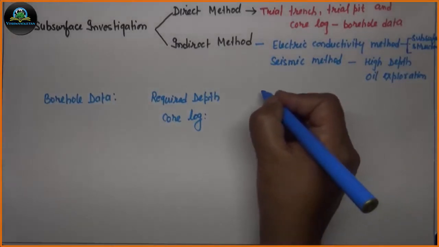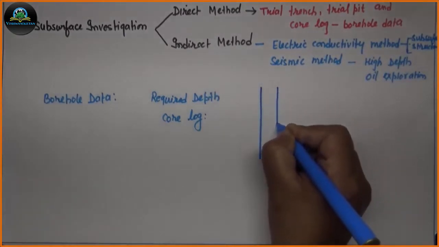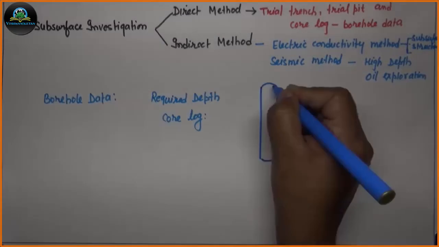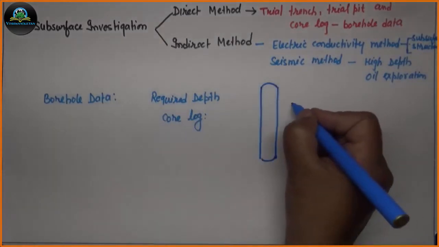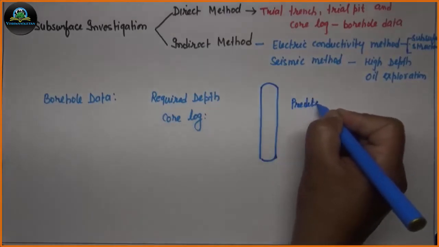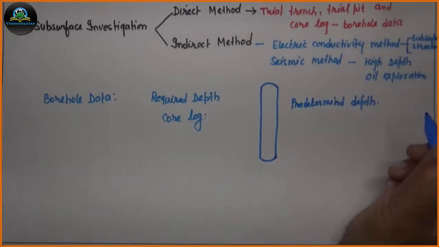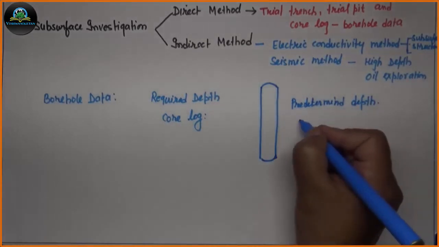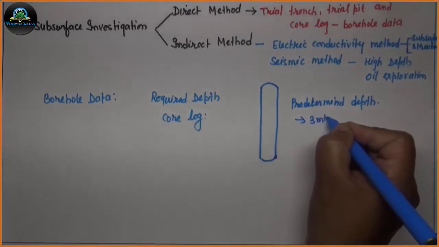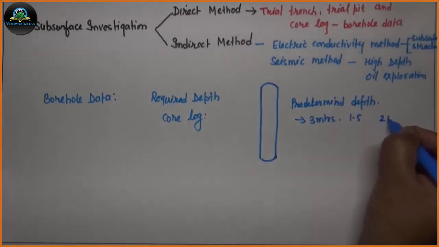If we drill inside the earth, we may get one such type of core log. We have the predetermined depth. That means every machine has some capacity, or it can excavate up to 3 meters or 1.5 meters or 2 meters or so on.